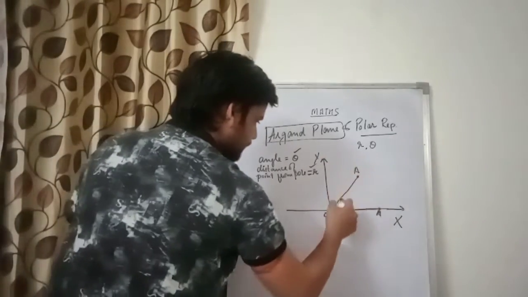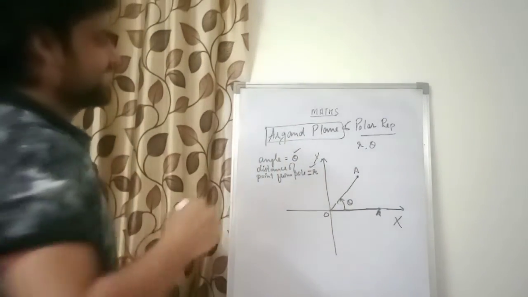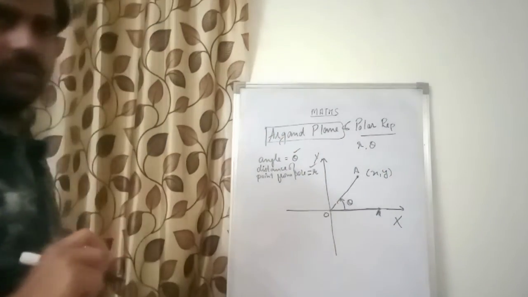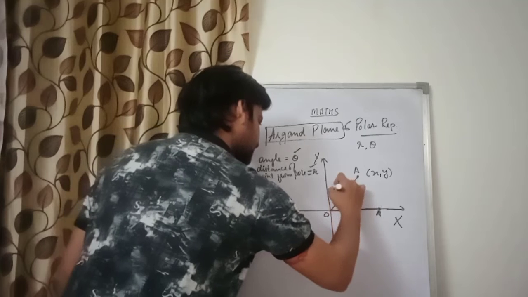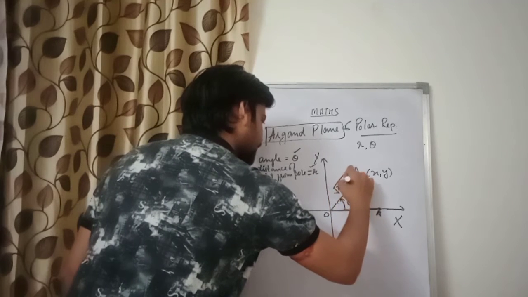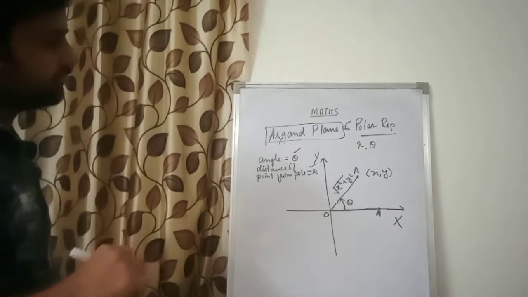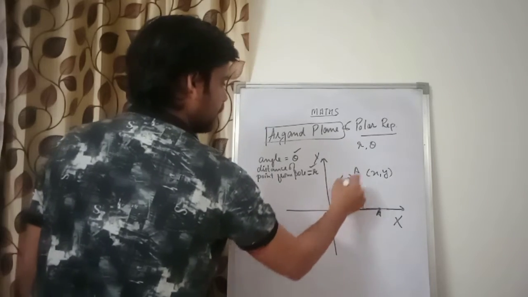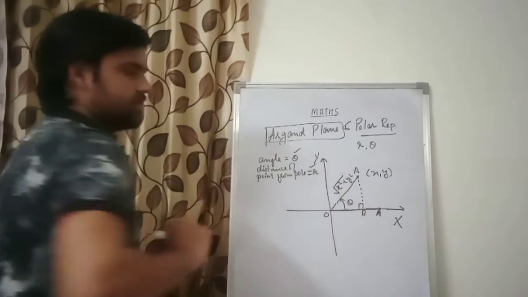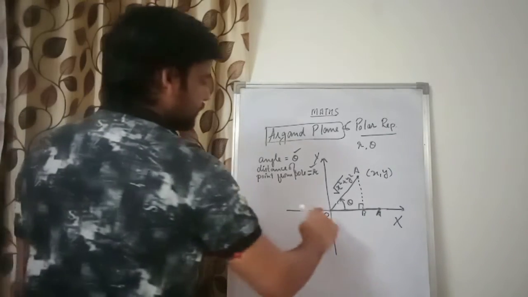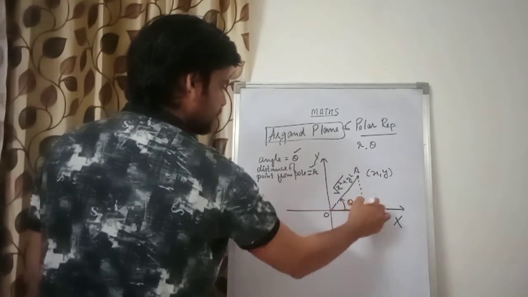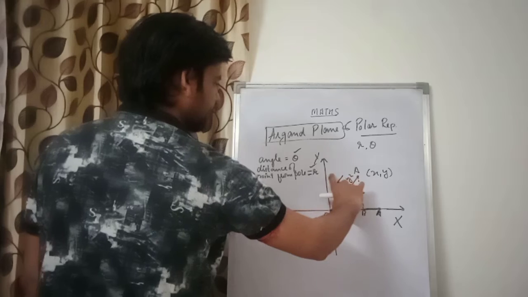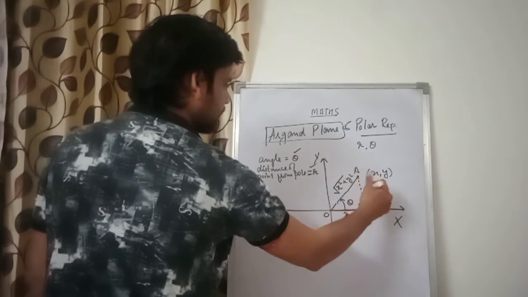Now what will this distance be actually? Let's say some point is there, x comma y. It's the point A. So this distance will be the root of x square plus y square. How? If I draw a perpendicular from this point A, let's say this is B. So OAB is a right angle triangle. Using the Pythagoras theorem, OB will be x, and AB will be y, because it is similar to this length.